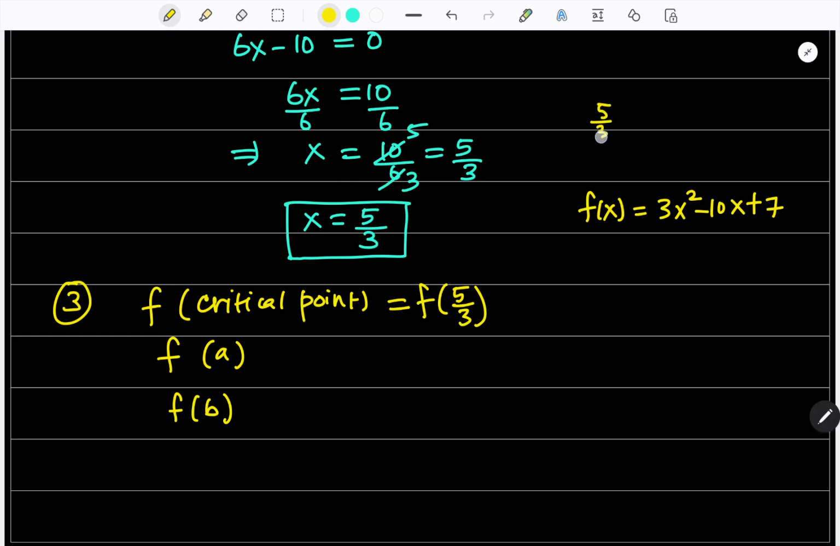5 by 3 you put in the calculator. Is it equal to how much? The decimal value of 5 by 3? Let me put in the calculator. 5 divided by 3, which is equal to 1.6.